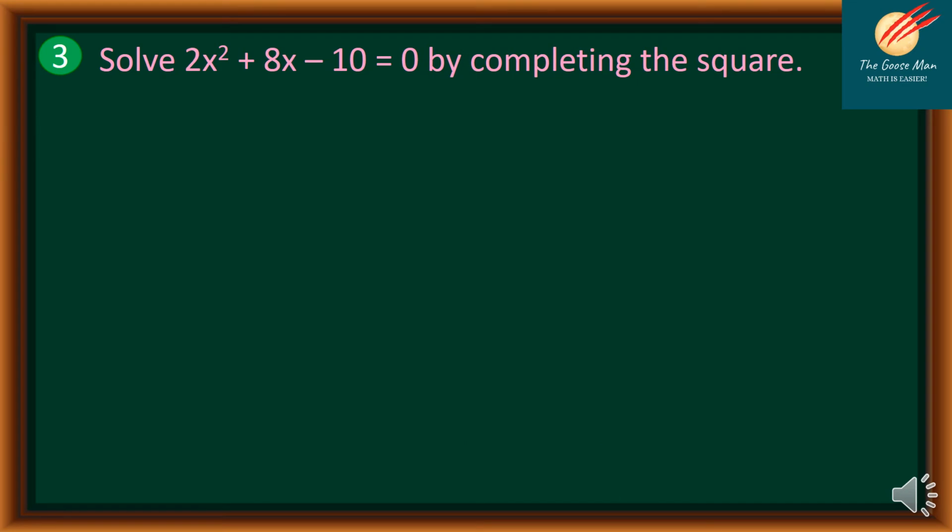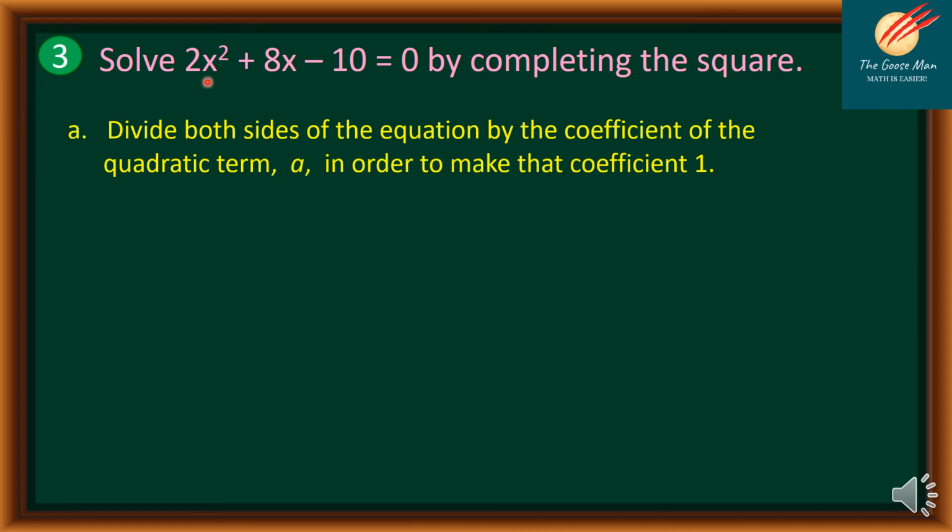Let's consider problem number 3. Solve 2x squared plus 8x minus 10 is equal to 0 by completing the square. Take note that the numerical coefficient of a here is not equal to 1. So, we will move on to step number 1, meaning to say, divide both sides of the equation by the coefficient of the quadratic term a in order to make that coefficient 1.